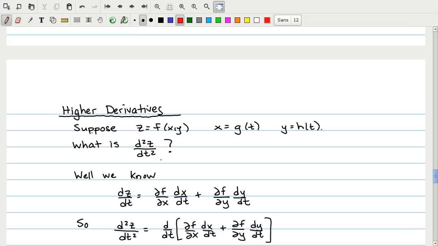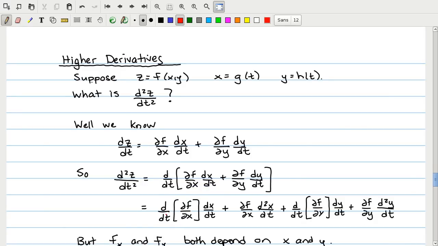Now, here's our result from earlier in the video. dz/dt is partial f partial x times dx/dt plus partial f partial y times dy/dt. Again, that's the contribution from both x and y to the change in z, each of which is multiplied by the underlying rate of change of x or y. So the second derivative with respect to t is going to be d by dt of the first derivative, right? It's just the derivative with respect to t of the thing that we just calculated. But how do we do that?